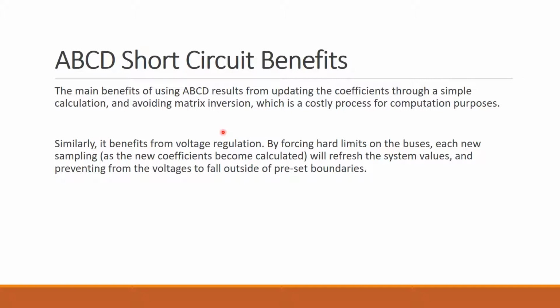Similarly, it benefits from voltage regulation. By forcing a hard limit on the buses, each new sampling as the new coefficients become calculated will refresh the system values, preventing the voltages from falling outside of preset boundaries. So every time that we impose voltage limitations in the system, by forcing these calculations, we're actually going to stay within those boundaries after we update our values every single iteration.